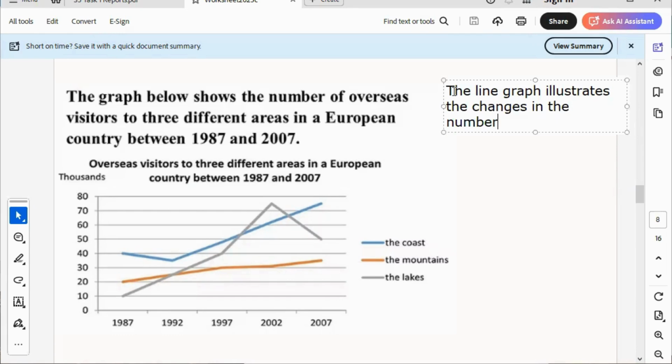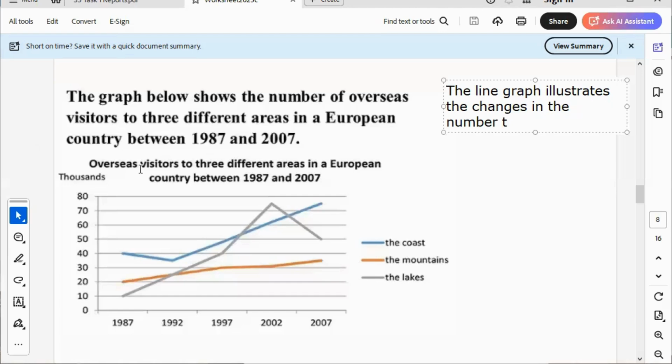Don't use amount. Amount is used for uncountable items like water. Amount of water. Amount is used for uncountable items like air, oxygen, petrol. Amount of petrol, amount of salt, amount of milk. But when it comes to countable items like human beings, people, you don't use amount. Just use your number. And you can't use quantity either. Quantity and amount are basically synonymous. Quantity is also for what? Uncountable items. Okay? Changes in the number of tourists.